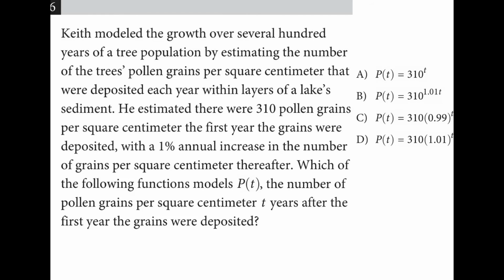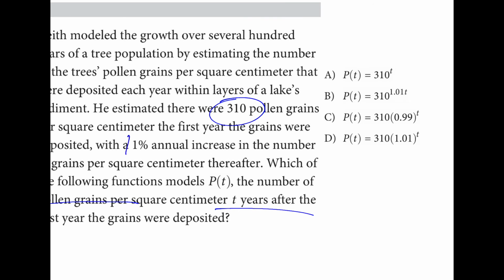Which of the following functions models p of t, the number of pollen grains per square centimeter, t years after the first grains were deposited? So we start off with 310, that should be in the first position. 1% annual increase, that's 100 plus 1 over 100, or 1.01 raised to the power of t.